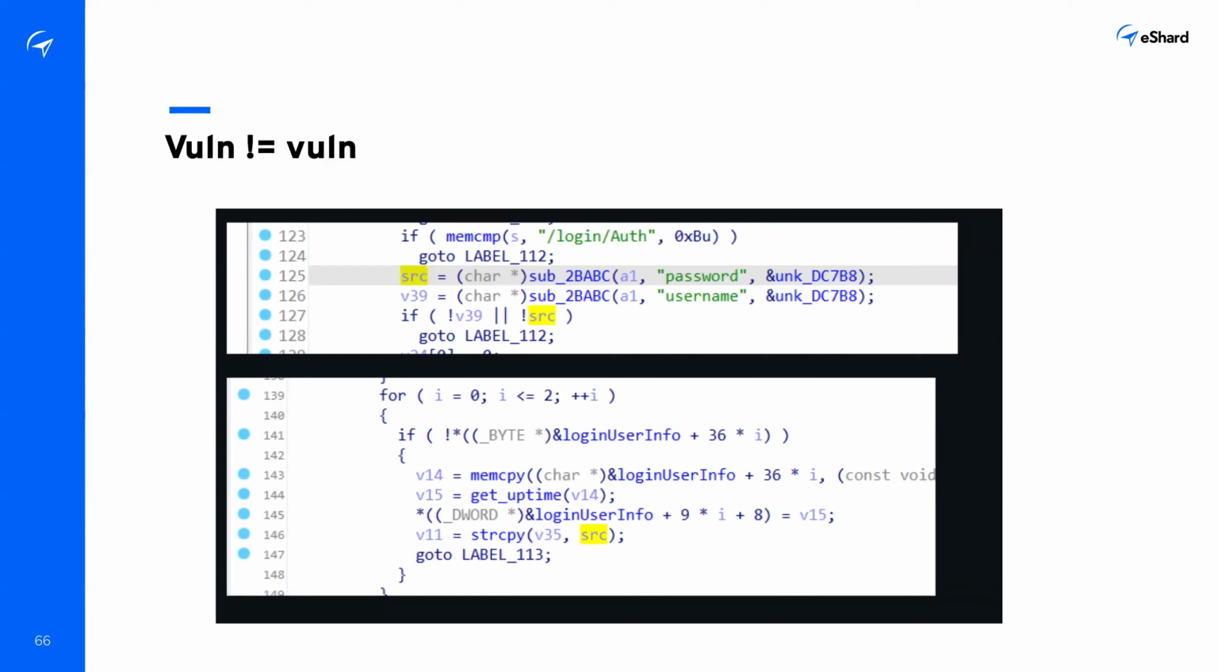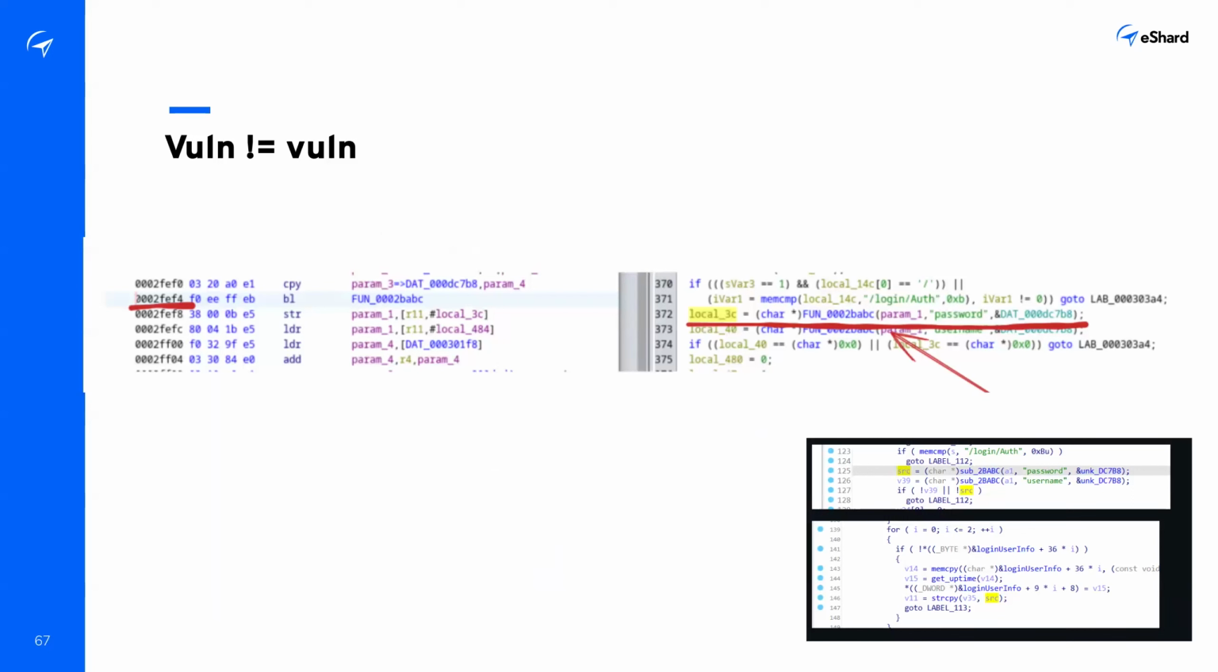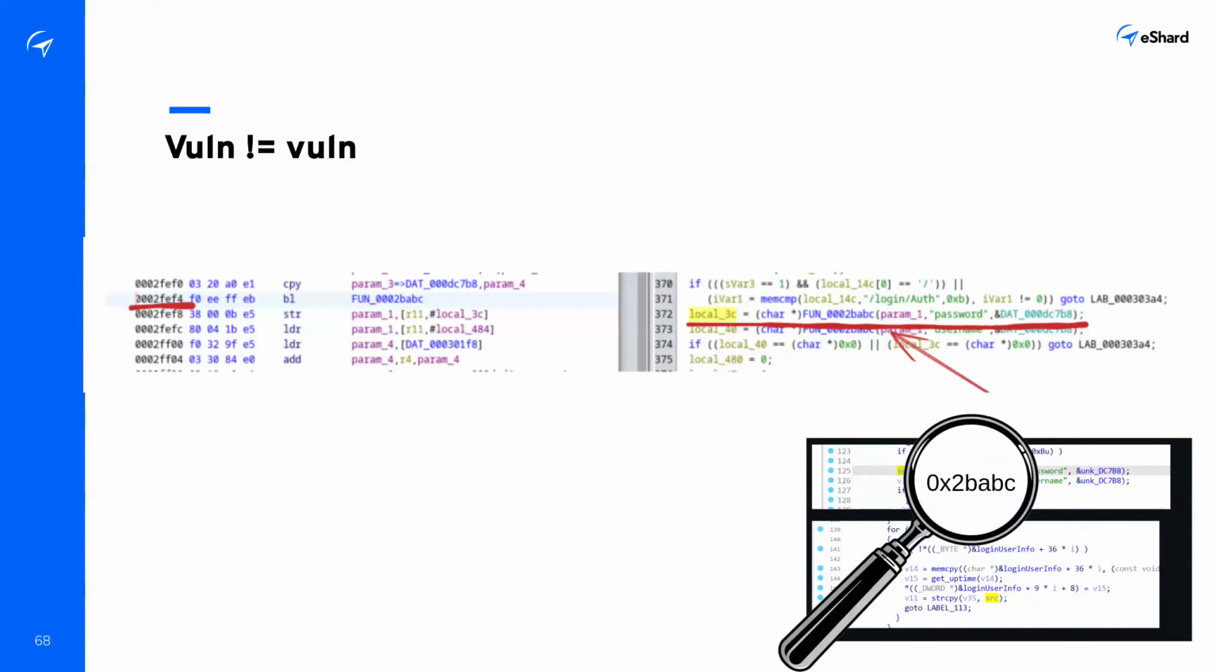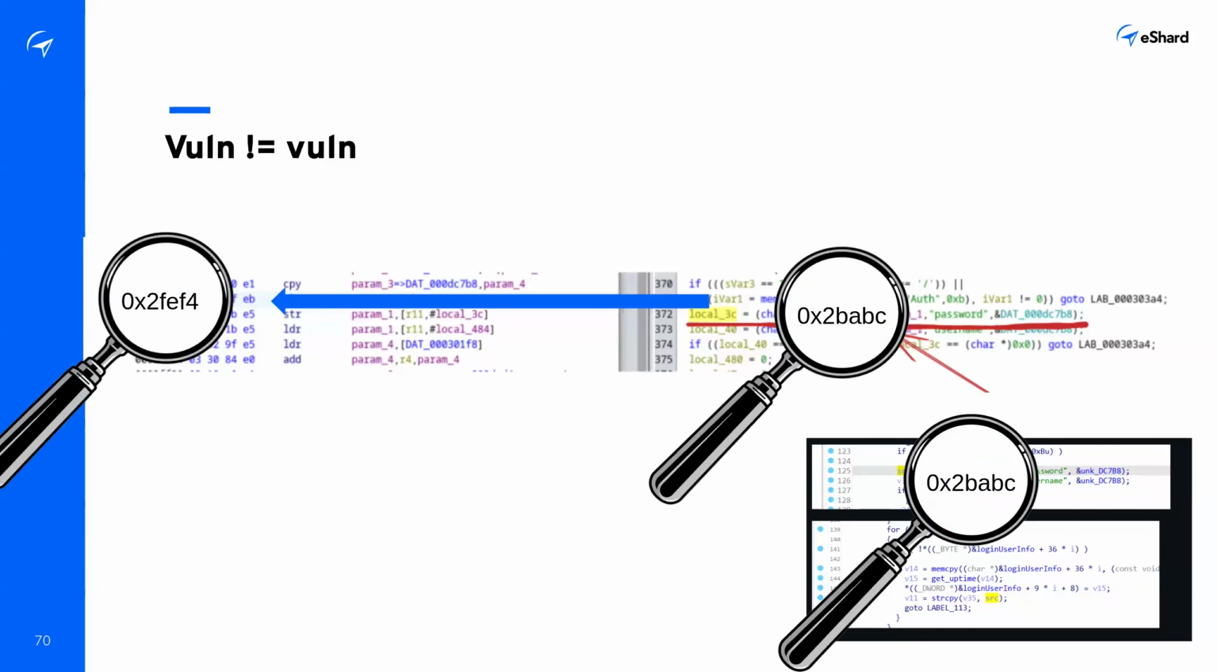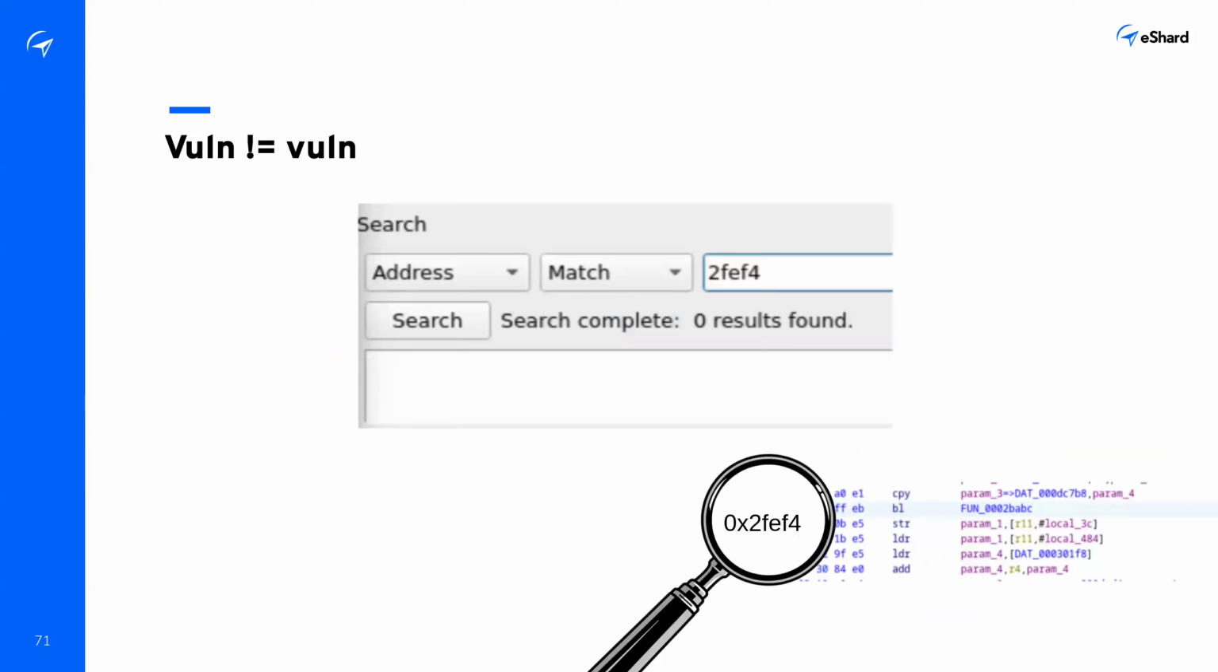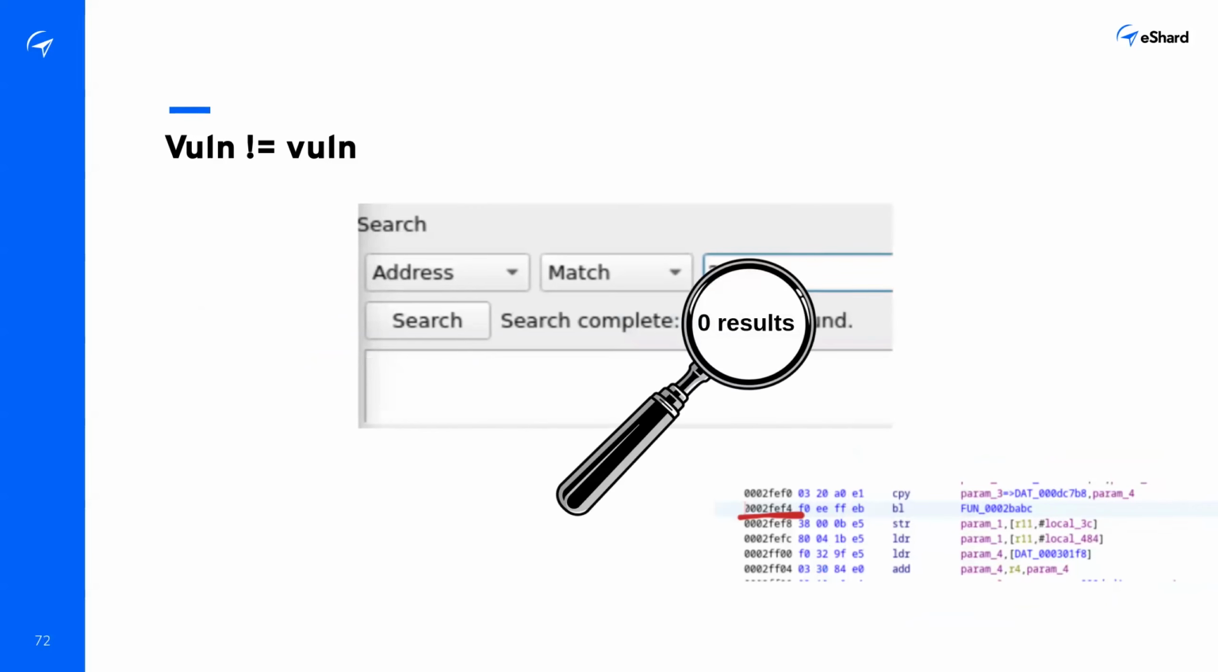So let's hunt for that function at 2BABC that's supposedly responsible for that. If we have a look, we found it on Ghidra, and the address is 2FEF4. So what we can do is have a look at 2FEF4 inside of our time travel engine using the search feature to search for an address, and there are 0 results. That means that this instruction was never executed. So it's the proof that we needed. There is no string copy involved.